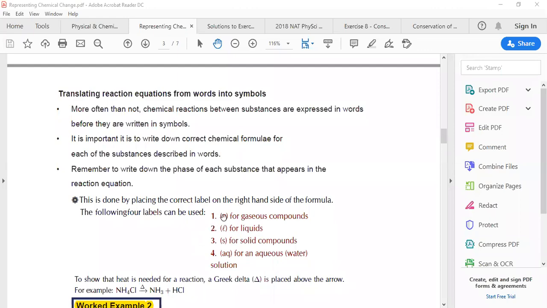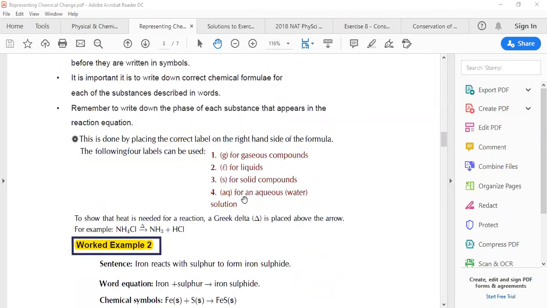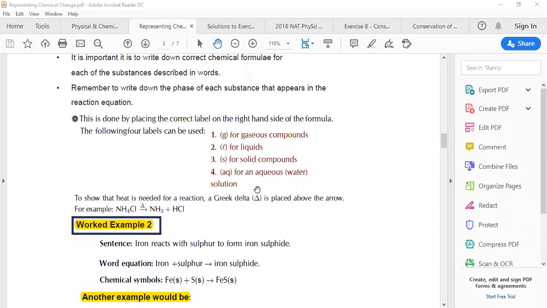Right, so you're going to use G for gases, and you're going to use L for liquids. You're going to use S for solids, right? Then you're going to use AQ for aqueous. Aqueous means in solution with water, right? There's something else. There's the delta symbol there, which is like a triangle. If it's written on a reaction, it means heat is added.